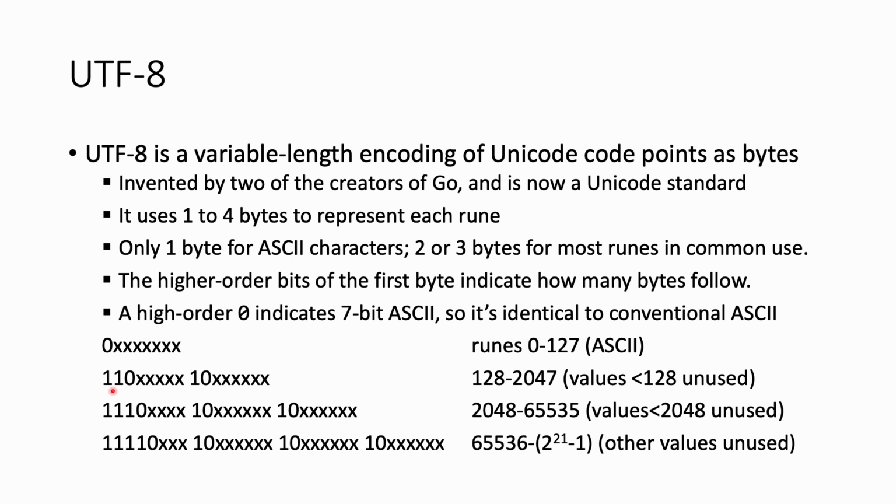A high order 110 indicates 2 bytes, and the second byte begins with 10. This 2-byte encoding sequence represents values from 128 to 2047. So the values under 128 are not used in this encoding.